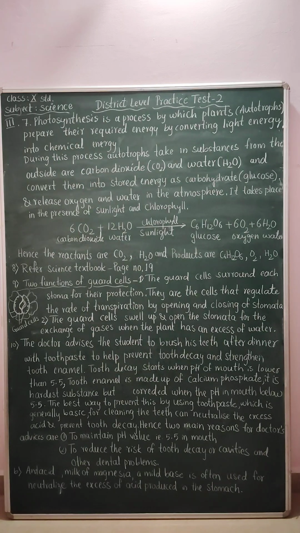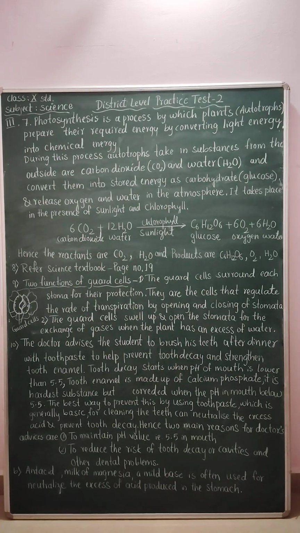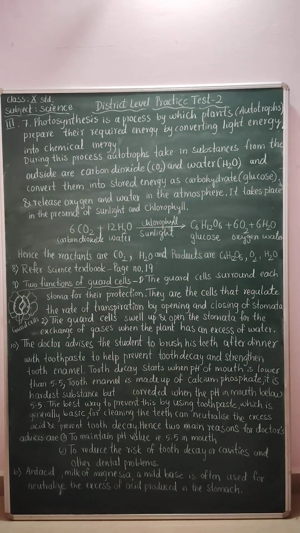To get rid of this pain, we use bases called antacids. These antacids neutralize the excess acid. Even milk of magnesia, a mild base, is often used for these purposes. See the exact answer for the 10th B question. Answer is antacids. Milk of magnesia, a mild base, is often used to neutralize the excess acid produced in the stomach.